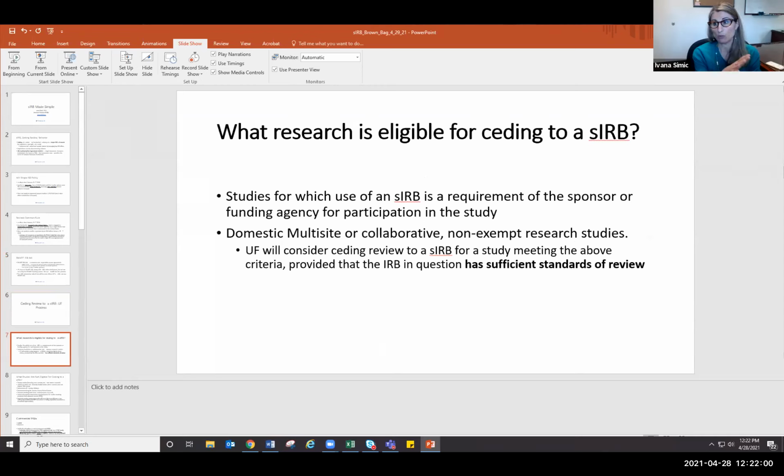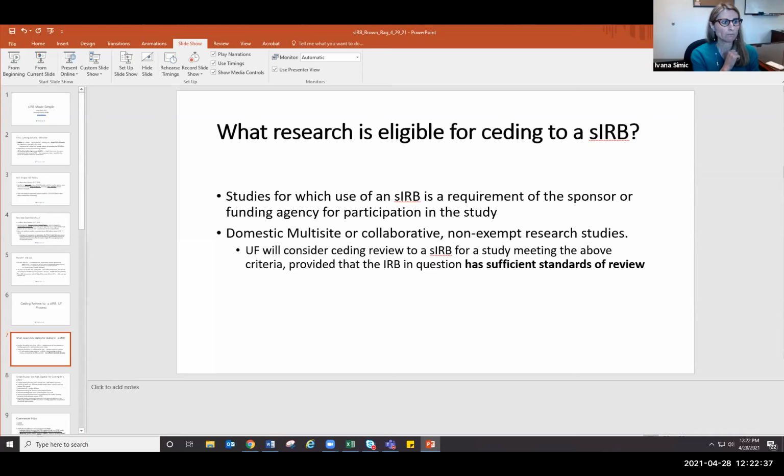So when somebody calls me and says, I'd like to seed a study, how do I do it? I typically ask them to take a step back and tell me a little bit about the study, namely the funding status of the study and the kind of study, because if the study is exempt or international, single IRB wouldn't even be in place, so we wouldn't have that conversation. So going back to the eligibility criteria for seeding a study to an external sIRB of record, studies for which use of a single IRB is required by the sponsor or funding agency for participation in the study would be the first criterion. And then any domestic, multi-site, or collaborative non-exempt research studies.